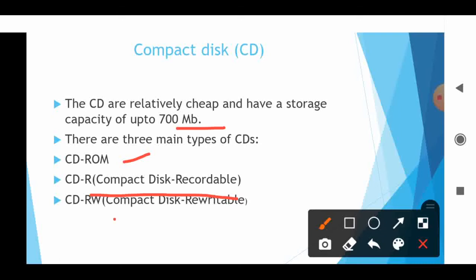The next one is CD-RW, compact disc rewritable. It is an erasable disc. You can write on it multiple times. If the content is not good, you can erase the content and write it again. So it allows the content to be written many times. These are all the types of CD. CD-ROM allows reading only. CD-R allows reading and writing, but the content can be written only once, and the disc cannot be erased.